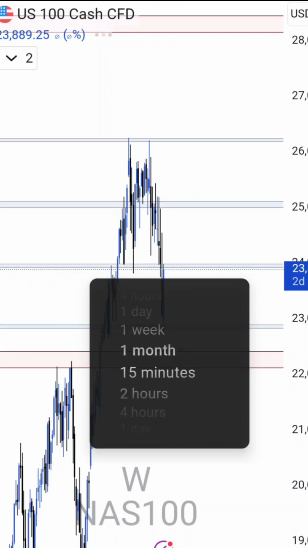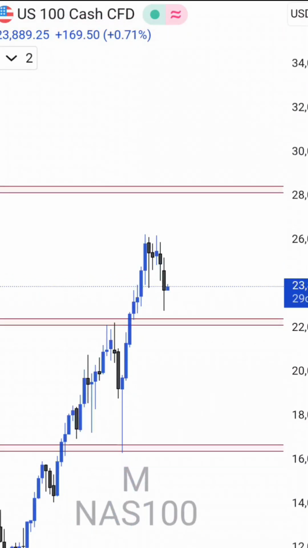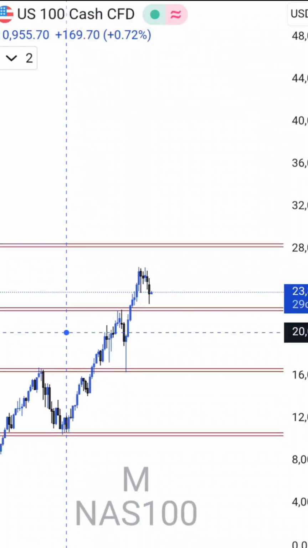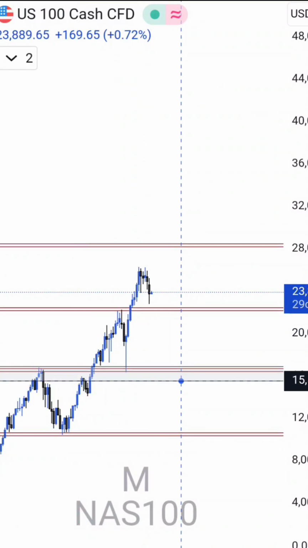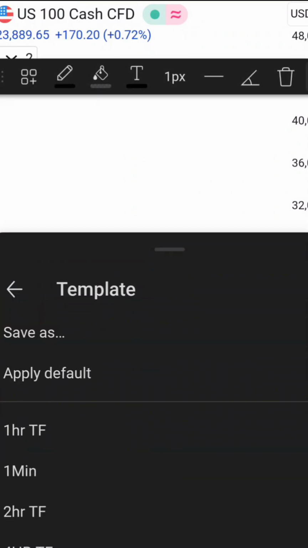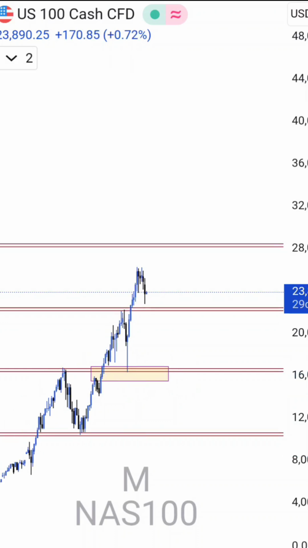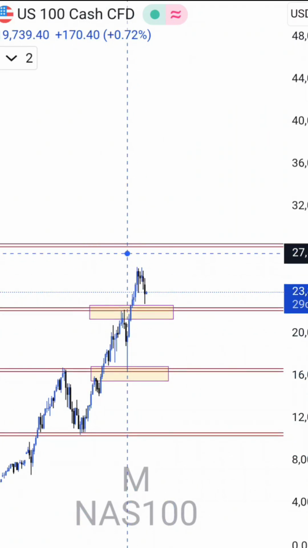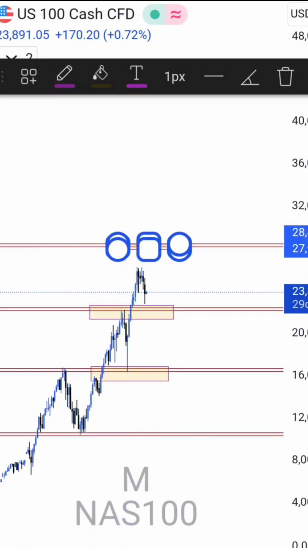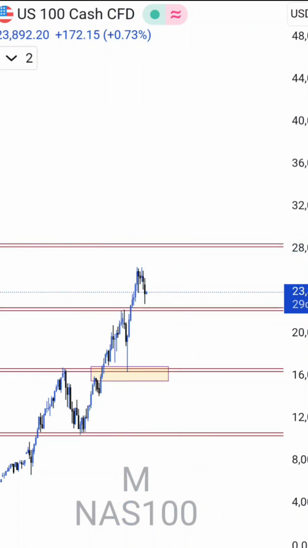So scaling all the way up to the monthly time frame, we can see we have our monthly lower zone here. We have our monthly lower zone here, and then we have our monthly mid-range zone, and then we have our monthly upper zone. What is price doing on a monthly time frame?